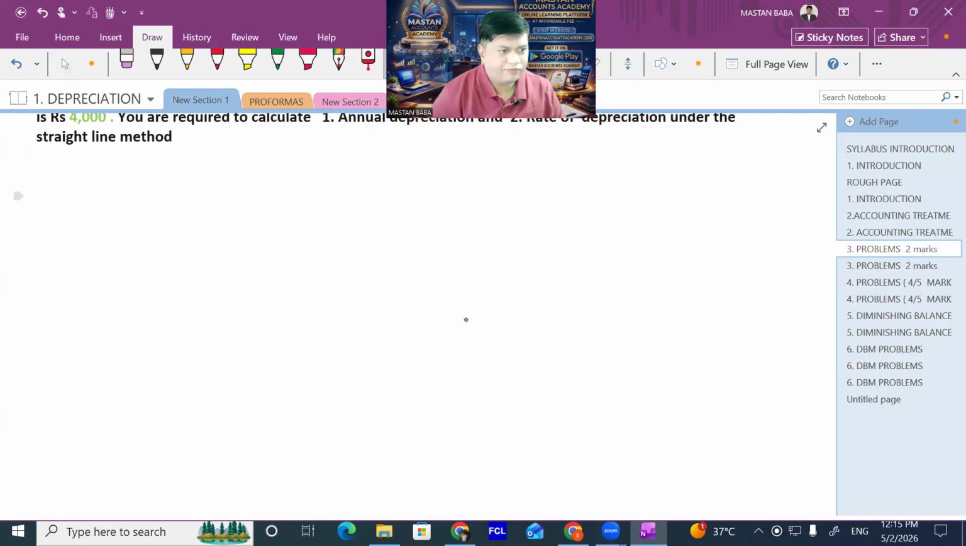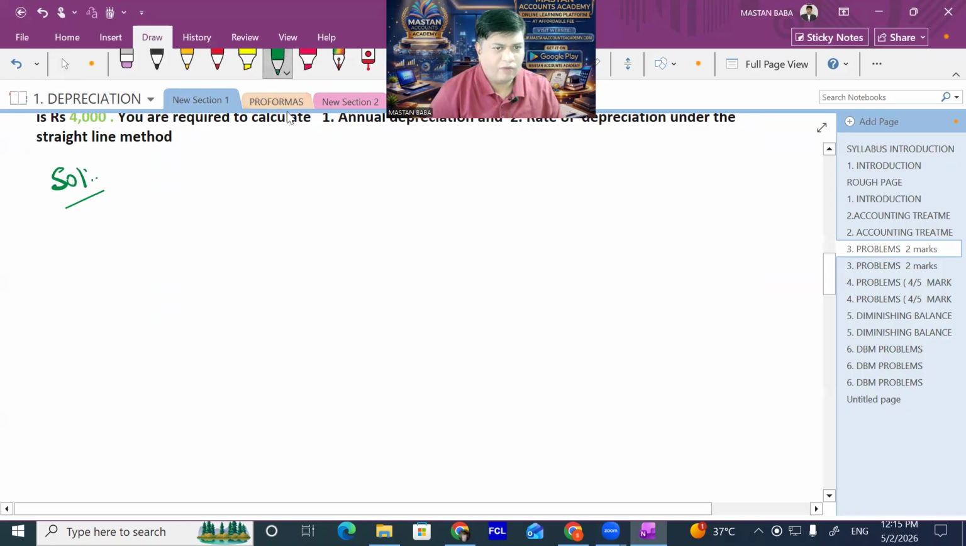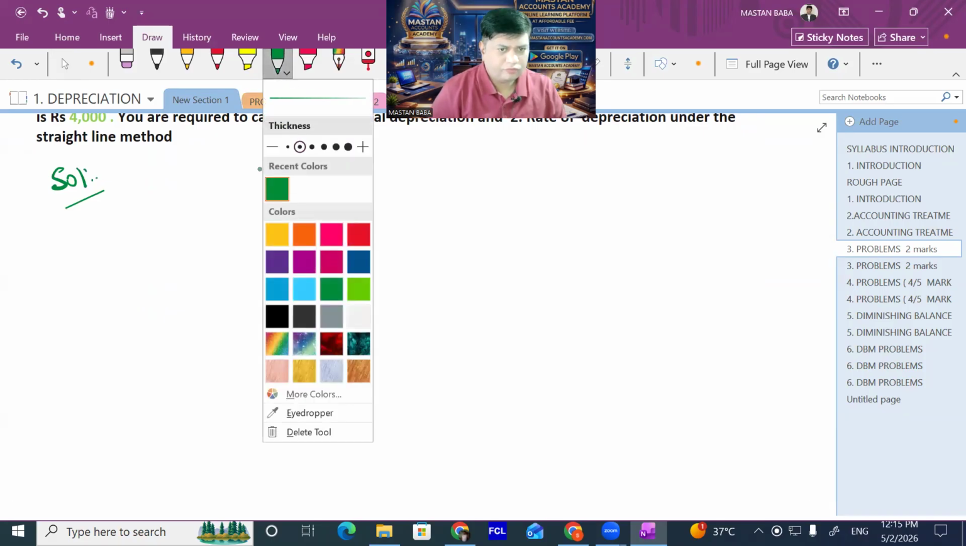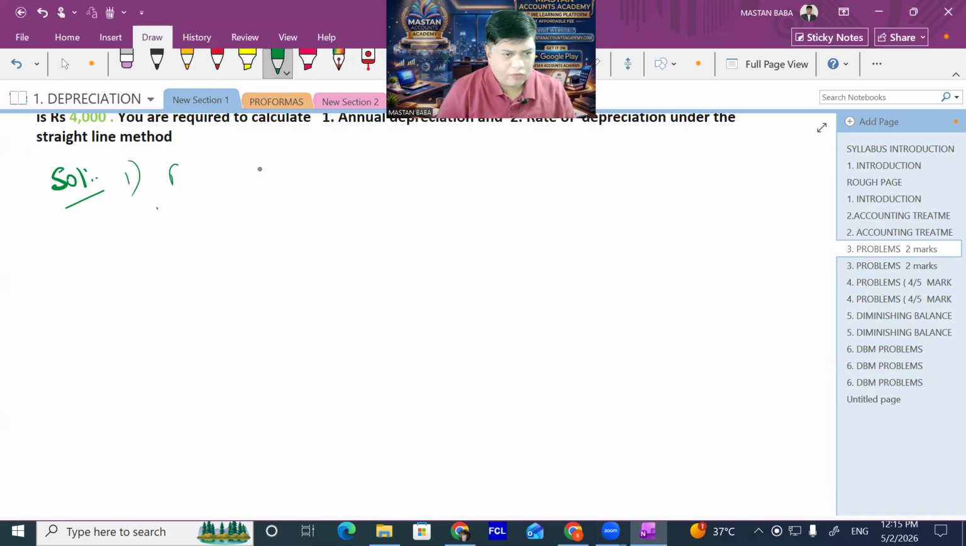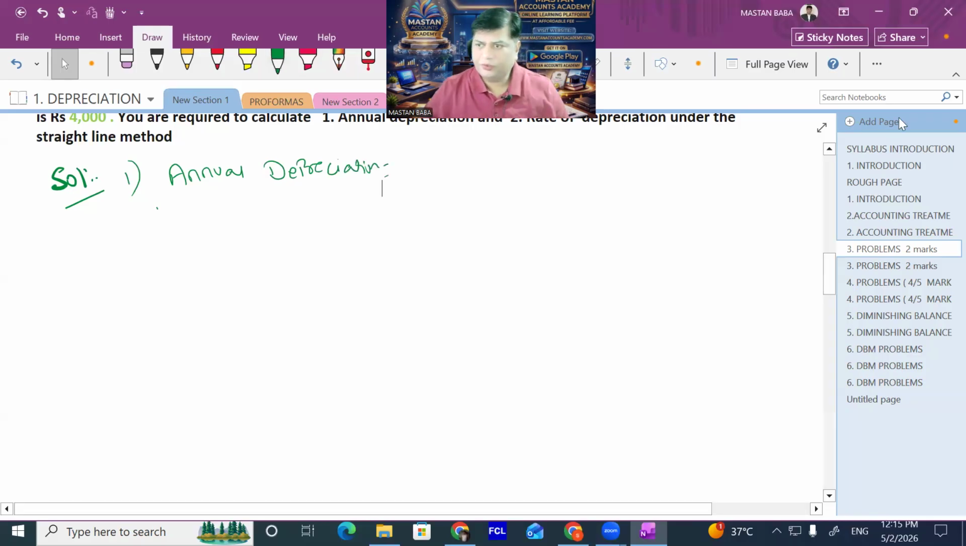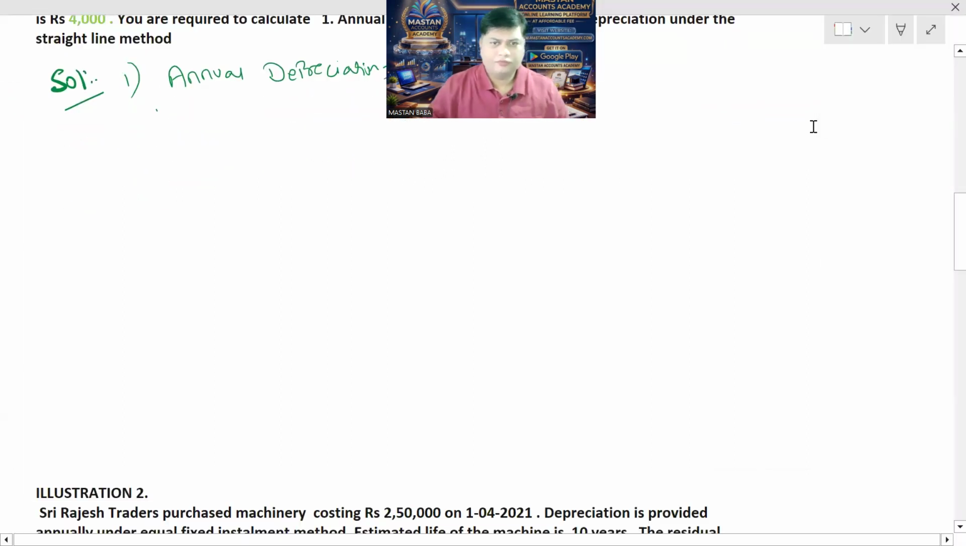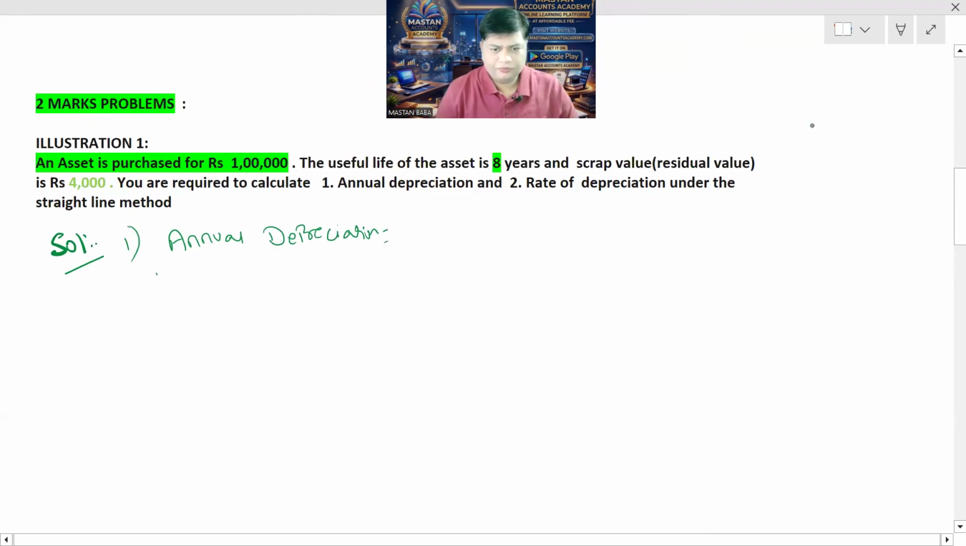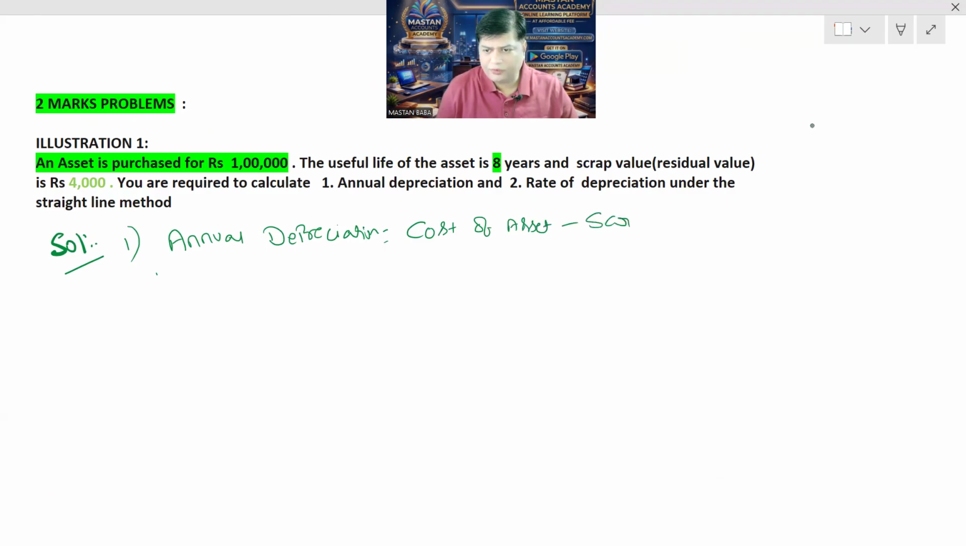First, write the formula. Annual depreciation is equal to cost of asset minus scrap value, divided by lifetime or useful life of the asset. Very simple formula.